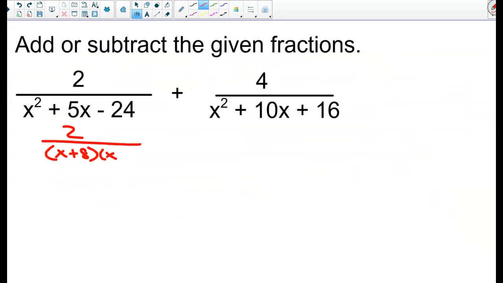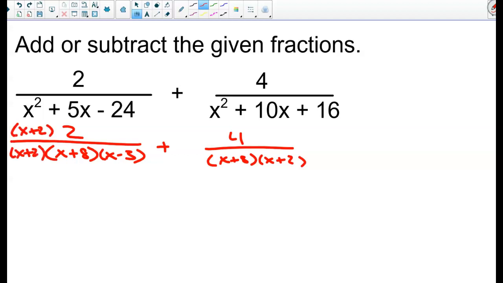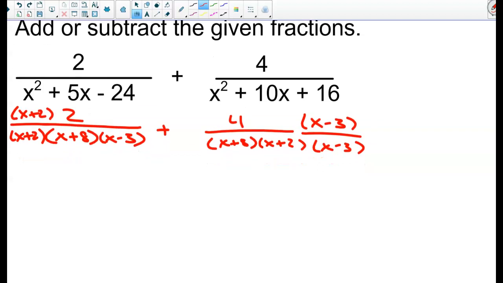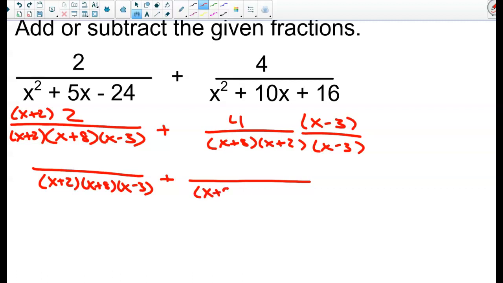X plus 8, x minus 3. X plus 8, x plus 2. The x plus 8 is common. X plus 2 over x plus 2. X minus 3 over x minus 3. So my denominator, x plus 2, x plus 8, x minus 3, plus x plus 8, x plus 2, x minus 3.